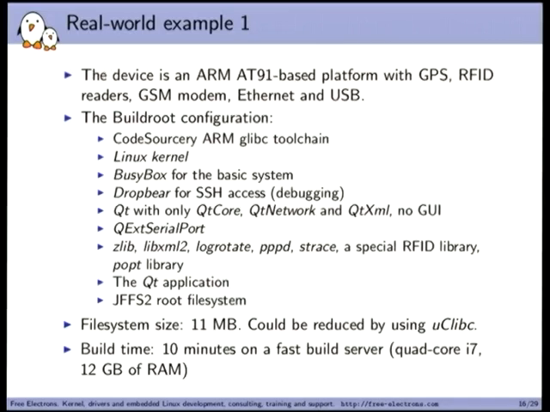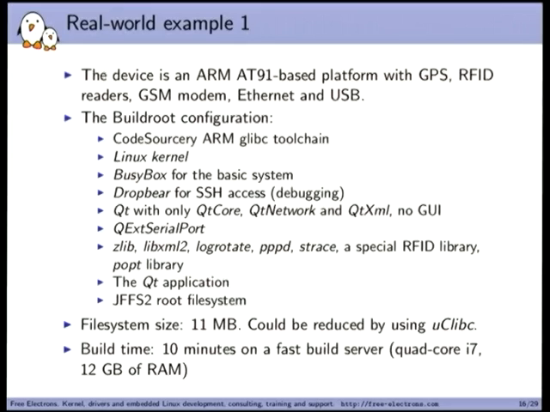And in the system, we used a pre-built glibc toolchain, so we didn't have to spend time building it. A Linux kernel, BusyBox for the basic stuff, an SSH server and clients. We had the basic Qt library, not the graphical part, but all the core. And some more components like PPPD for GSM interaction and some special RFID library and other things. The Qt application that was really making the system do whatever it was designed for.